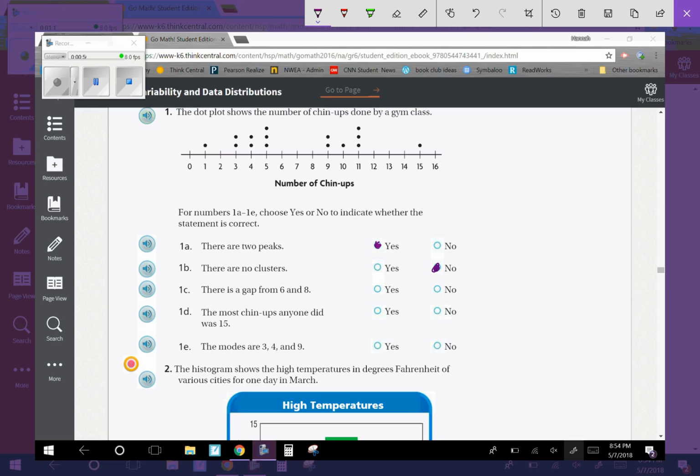There's a gap between 6 and 8. If we look here at 6 all the way to 8, there's no data above those numbers, which means that is considered a gap. So yes, there's a gap from 6 to 8.